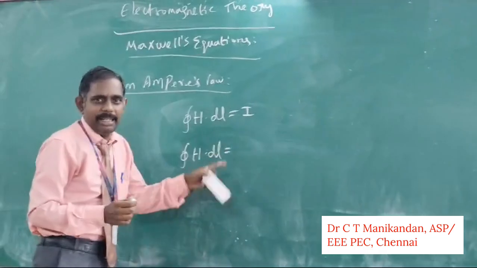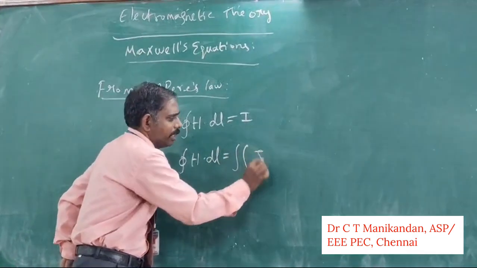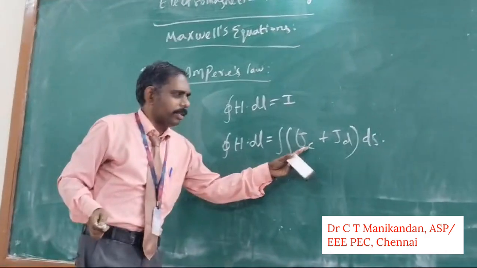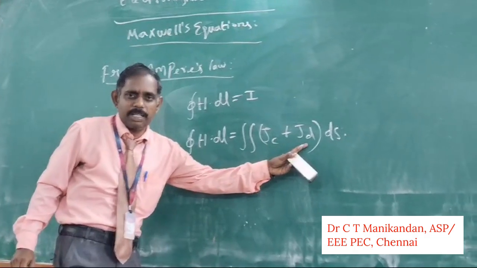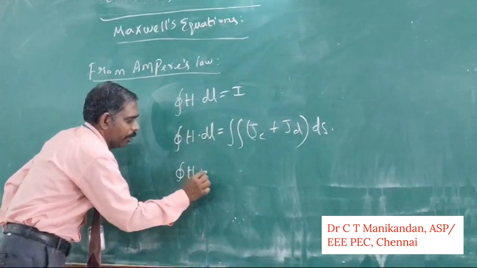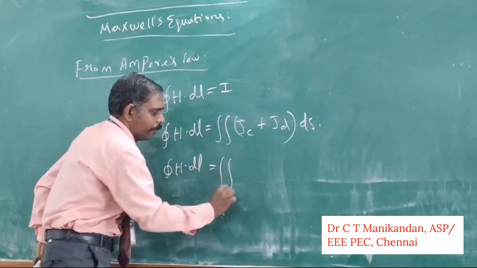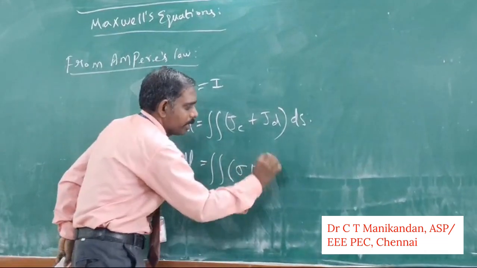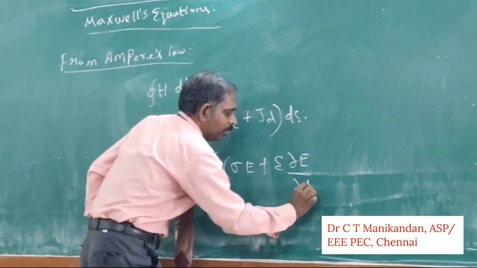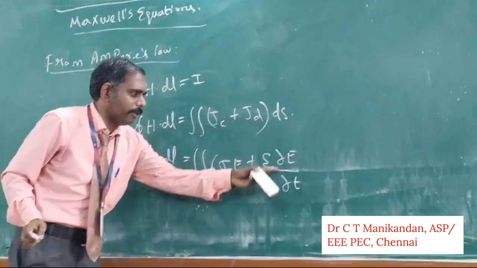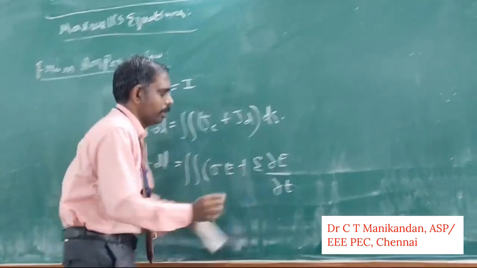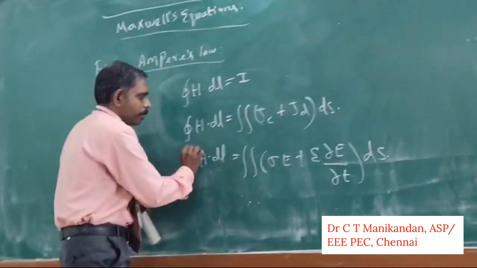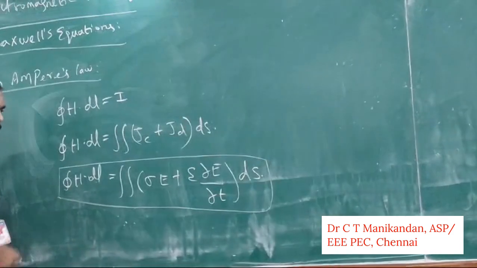Current can be represented as current density into area. So closed integral of H dot dl equals surface integral of (Jc plus Jd) dot ds, where Jc is called the conduction current density and Jd is called the displacement current density. Jc can be represented as sigma E, and Jd can be expressed in terms of electric field intensity as epsilon dou E by dou t. So this you can have as Maxwell's equation in integral form.